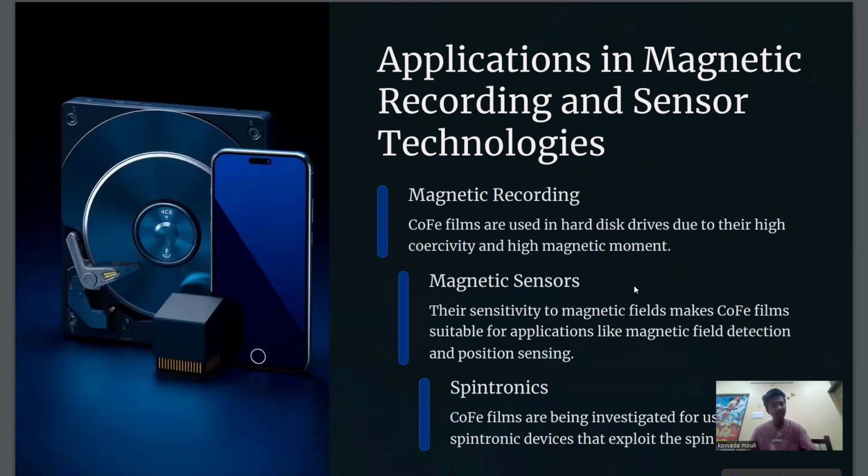The surface roughness influences the domain wall movement and coercivity of CoFe films. Higher roughness increases pinning sites for domain walls, leading to higher coercivity. Smoother surfaces achieved through controlled sputtering parameters contribute to lower coercivity and better soft magnetic performance.